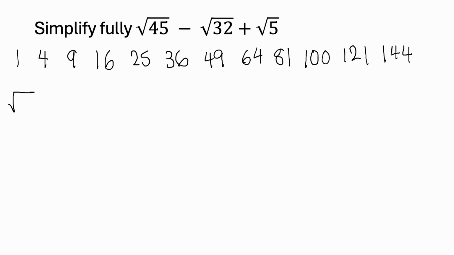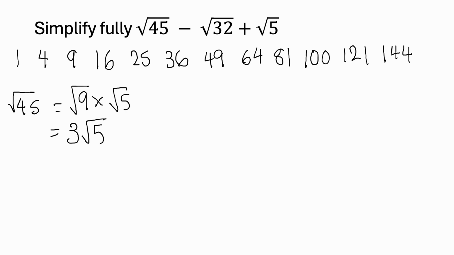So when we want to simplify a surd, so root 45, we look at our square numbers and see, okay, is there any square number here that 45 is divisible by? 45 is in the 9 times table, so we can do square root of 9 times square root of 5, because 9 times 5 is 45. Square root of 9 is 3, so essentially root 45 will turn into 3 root 5.